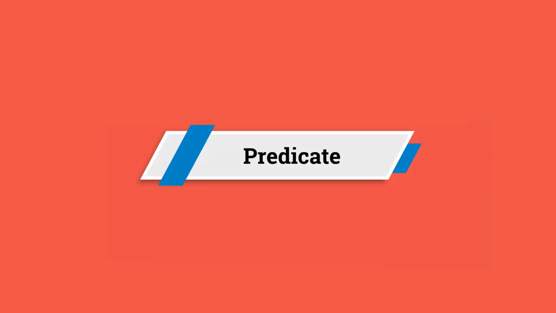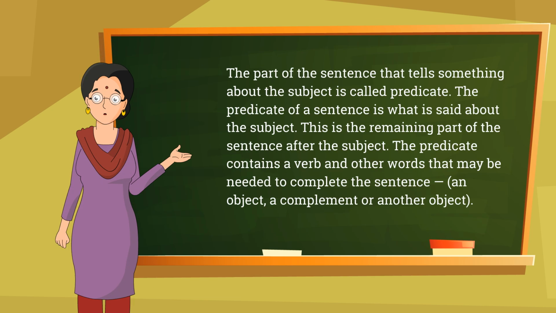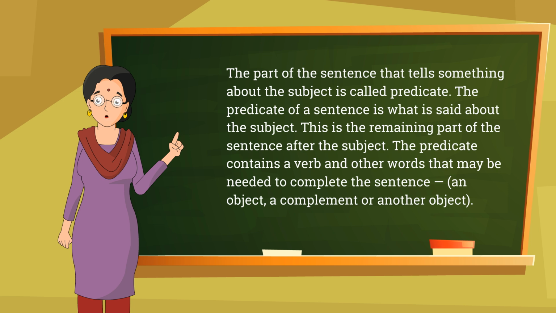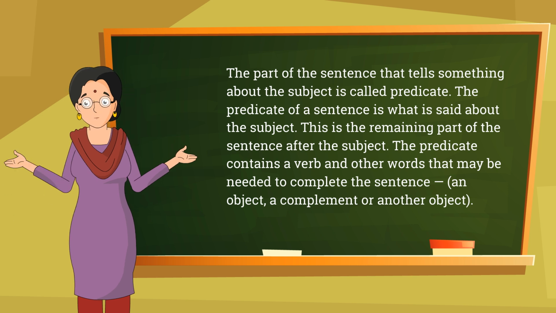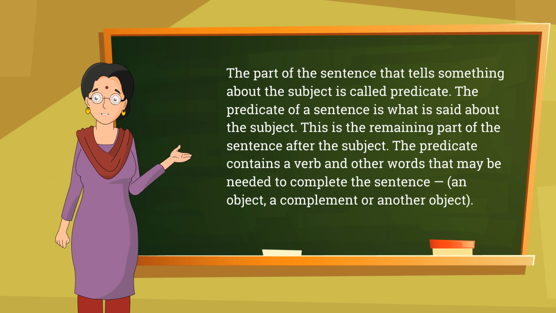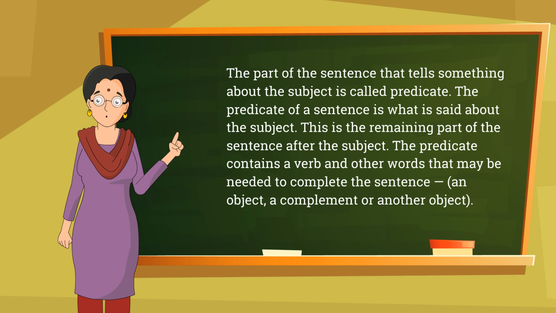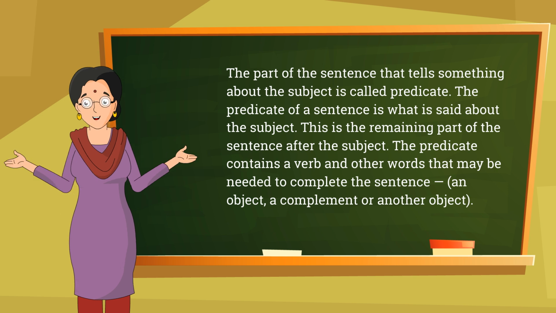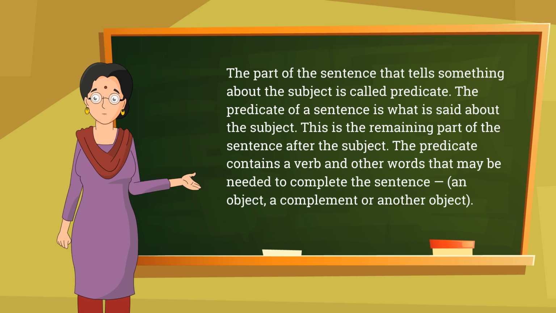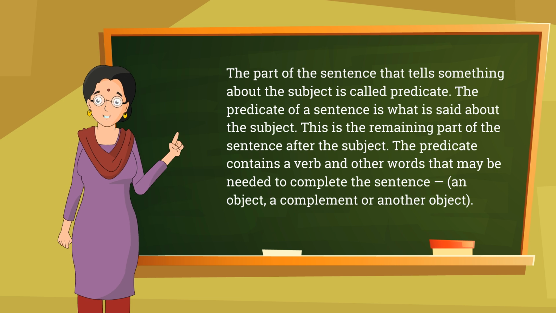Predicate. The part of the sentence that tells something about the subject is called the predicate. The predicate of a sentence is what is said about the subject. This is the remaining part of the sentence after the subject. The predicate contains a verb and other words that may be needed to complete the sentence, an object, a complement, or another object.